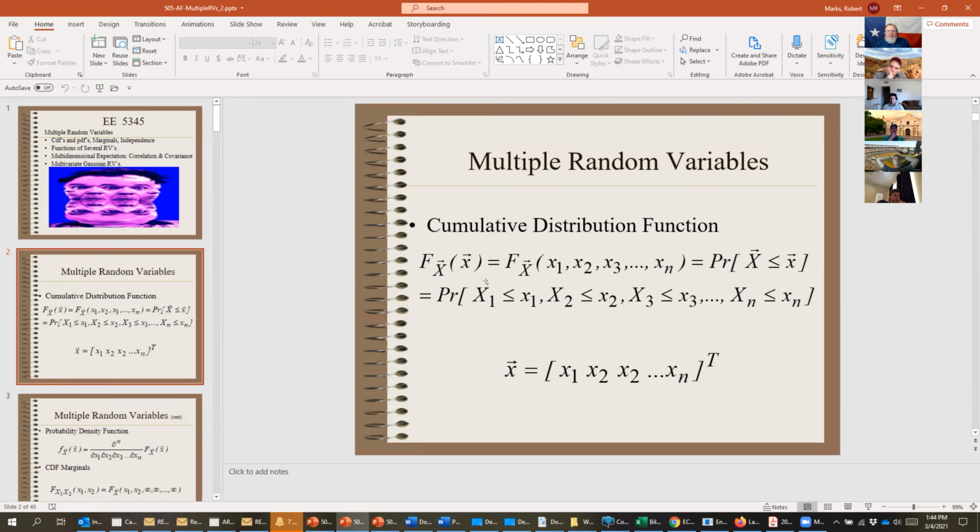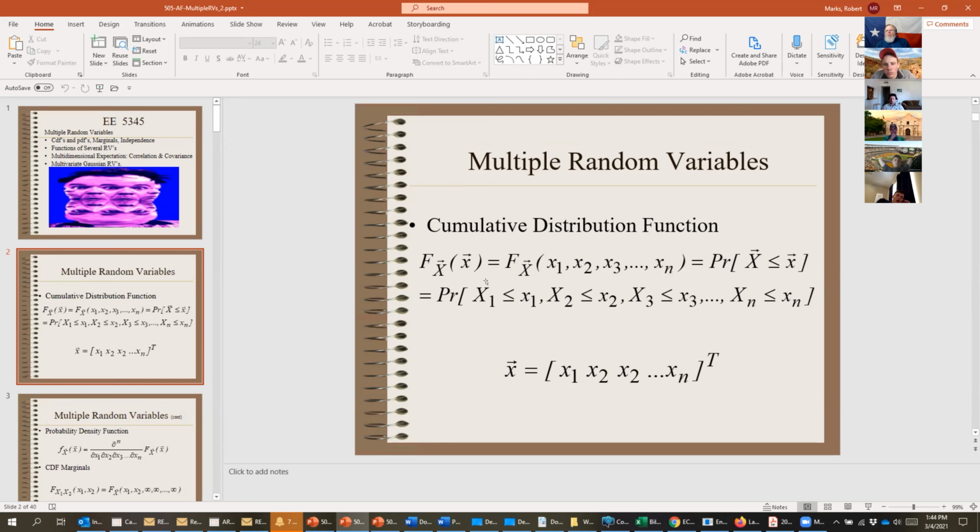Now you notice that x here is actually a vector. And that vector contains all of the independent random variables that we need. So capital X is the vector of the random variables, and little x is a vector of the dimensions in which we are playing around. You notice on the right there, that's the probability that the random variable is less than x.